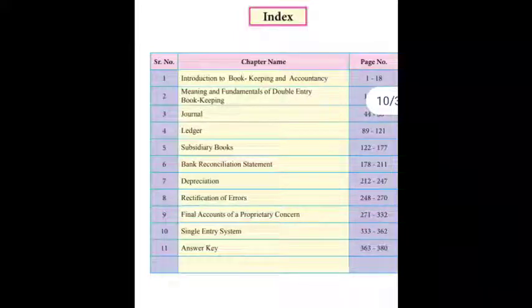So we will do more practice on the final accounts because it's the basis of final accounts and it will be helpful in 12th standard also. The next chapter is single entry system.